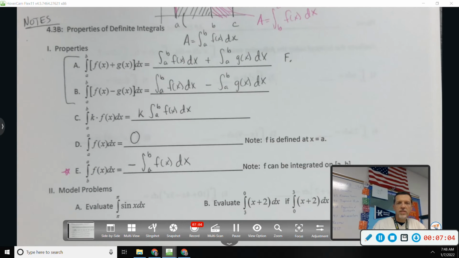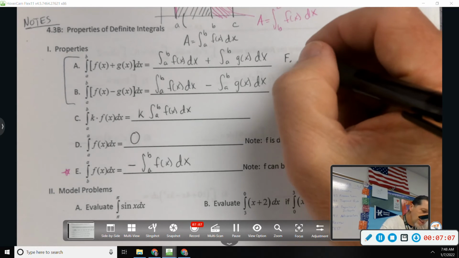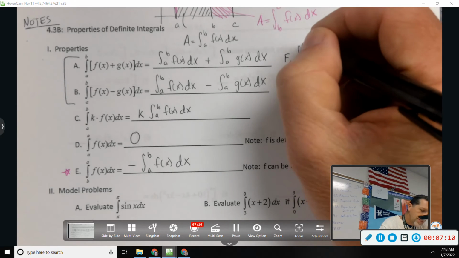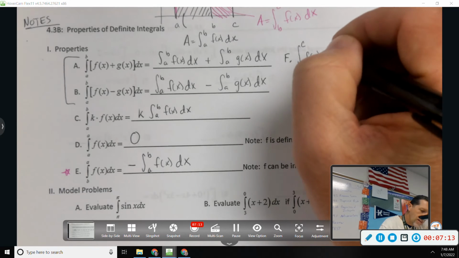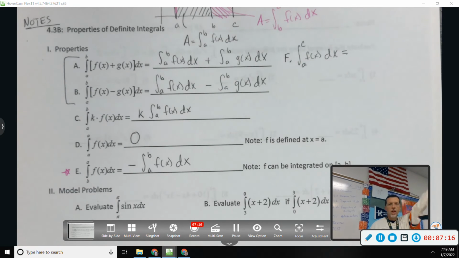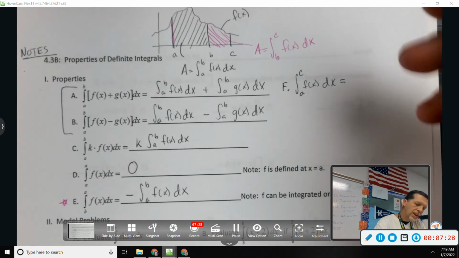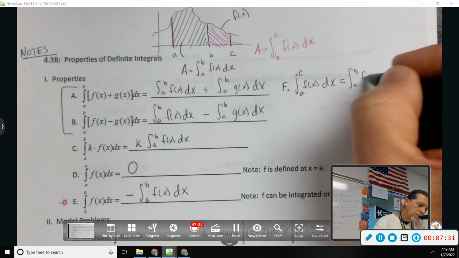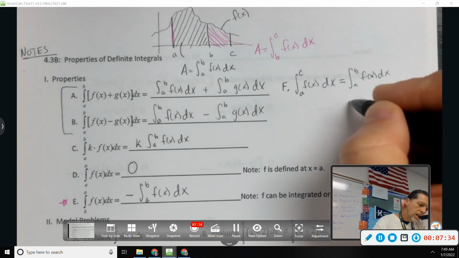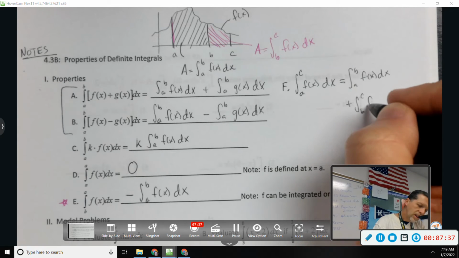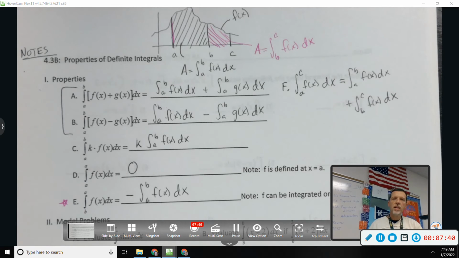All right, one more property that's not on there for some reason. The integral from A to C of f of x dx. So we look at our picture here. Maybe I should have started with the right-hand side, but that'd be the integral from A to B plus the integral from B to C. The area from A to B plus the area from B to C would be the whole area from A to C.